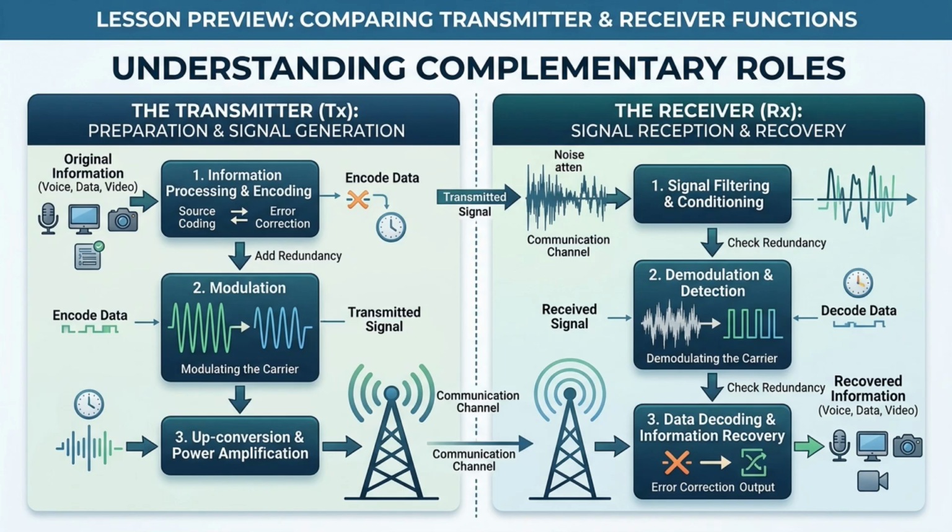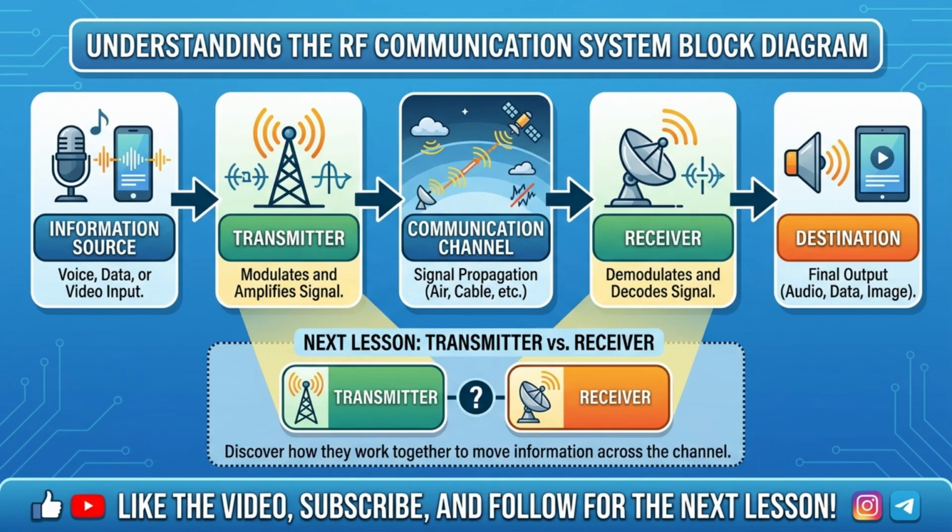Now that we understand the overall structure of a communication system, we can begin examining its major components individually. In the next lesson, we will compare the transmitter and receiver and discover how these two critical blocks perform very different but complementary functions. In this lesson, we learned that the RF system block diagram provides a simplified view of how information moves through a communication system. We explored the major blocks: information source, transmitter, channel, receiver, and destination, and saw how each contributes to reliable communication. In the next lesson, we will compare the transmitter and receiver and discover how they work together to move information across a communication channel.